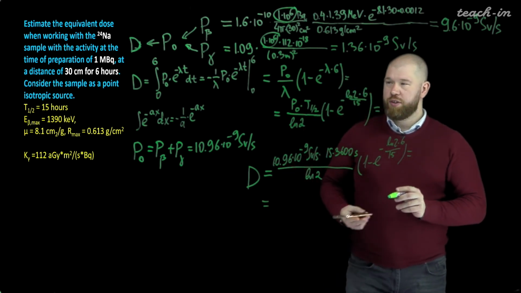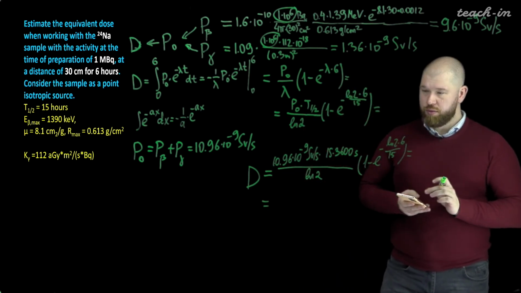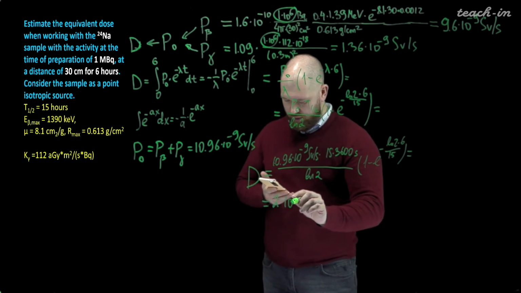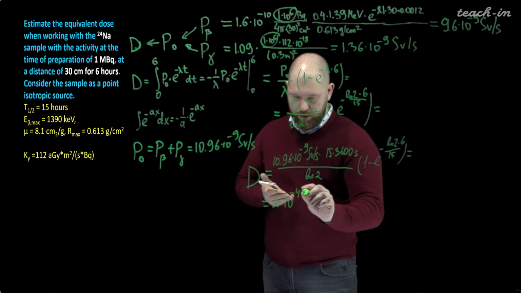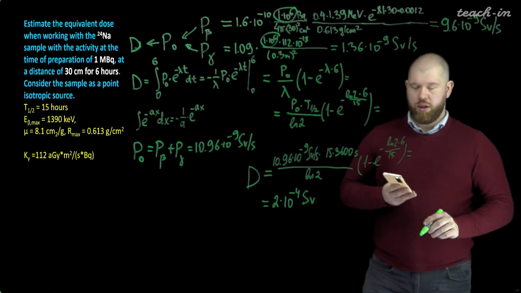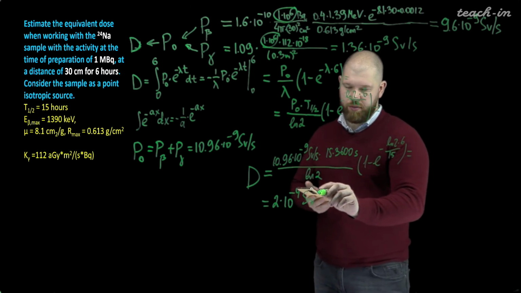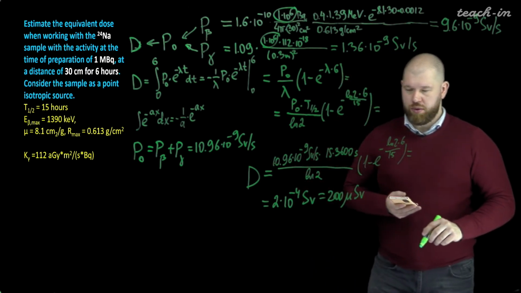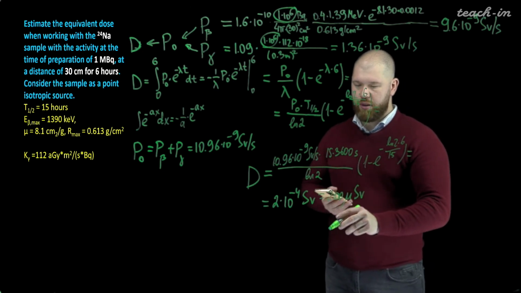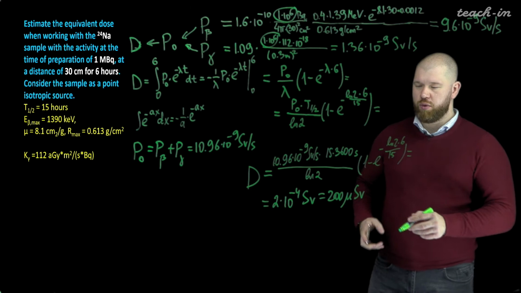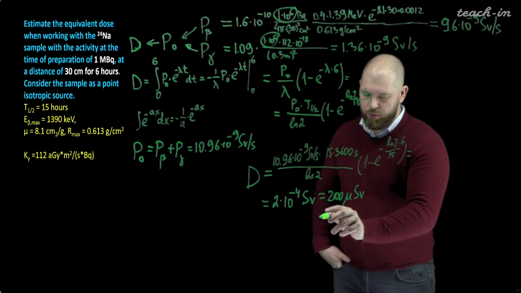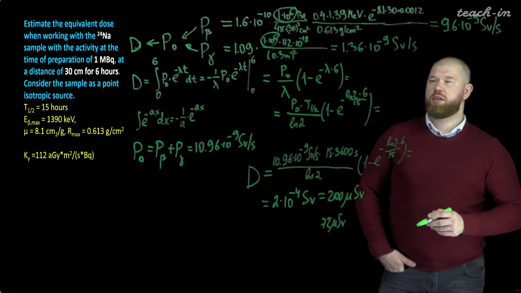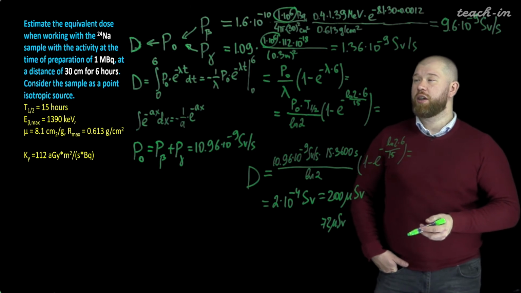So the received equivalent dose will be equal to 2 × 10^-4 sievert. Or if we express it in microsievert, it will be 200 microsievert. And we remember that the equivalent dose allowed during the working day is equal to 72 microsievert. That means that it will not be a safe operation during the working day.